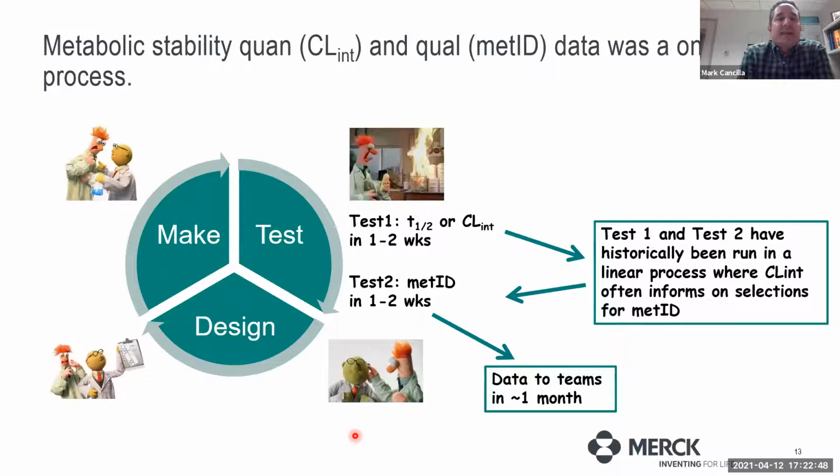So let's go back. Before, the metabolic stability quantitation with the intrinsic clearance calculations, and then the separate qualitative assay, or the MetID, was about a one-month process. This test one, the intrinsic clearance, was historically run in a linear fashion, where the intrinsic clearance was really informing on what selections to make for MetID, and then this was done again. And as I mentioned, it took about a month.